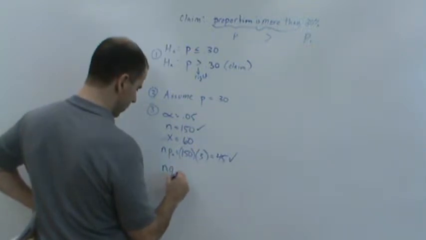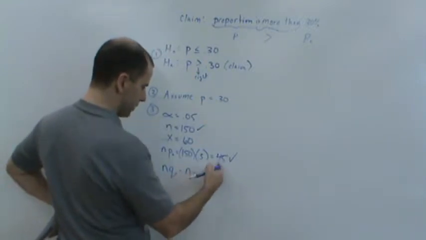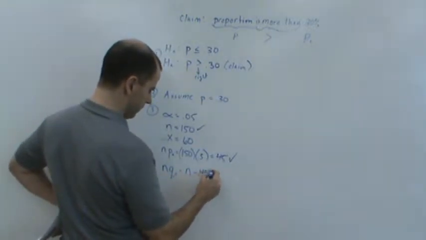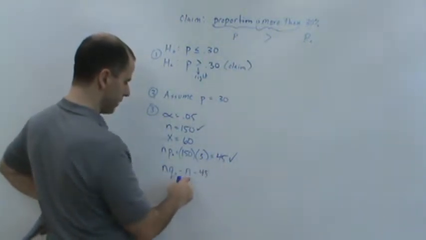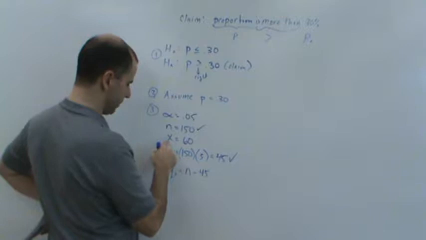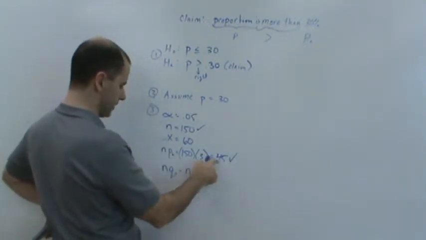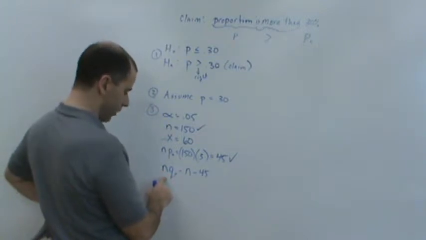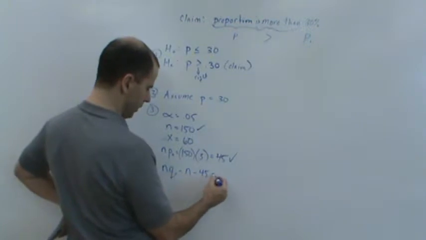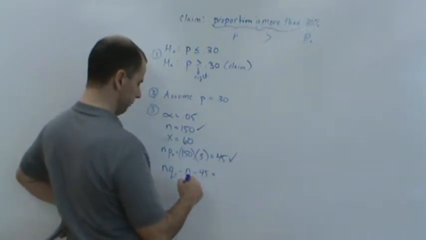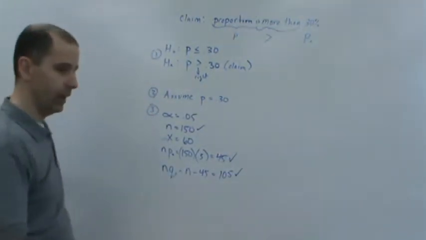n times q0 is the same as n minus 45. Because if there are 45 successes, then there has to be n minus that as failures, where x is the number of successes. So if that's the expected number of successes, then the expected number of failures should be n minus this. So that's going to be 105. And is that bigger than or equal to 15?